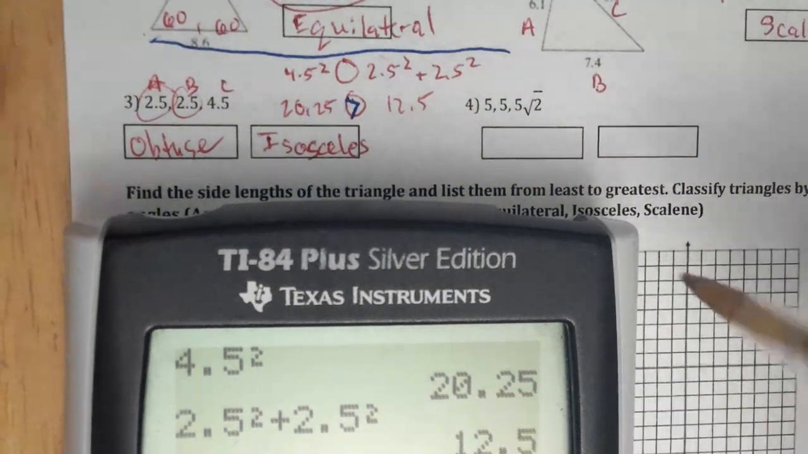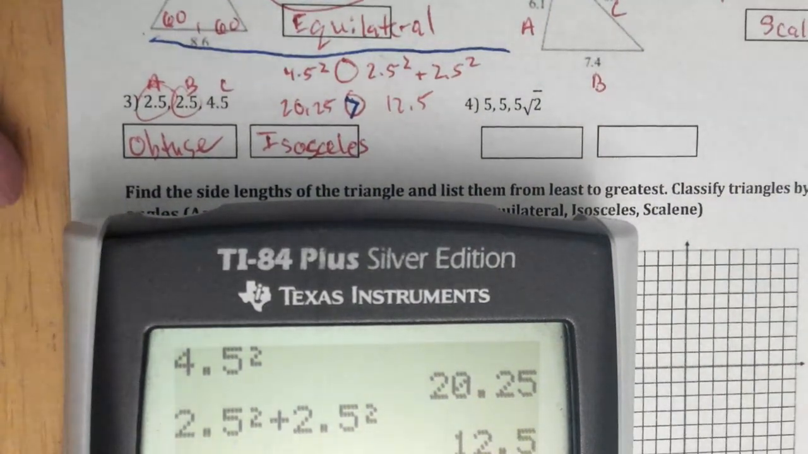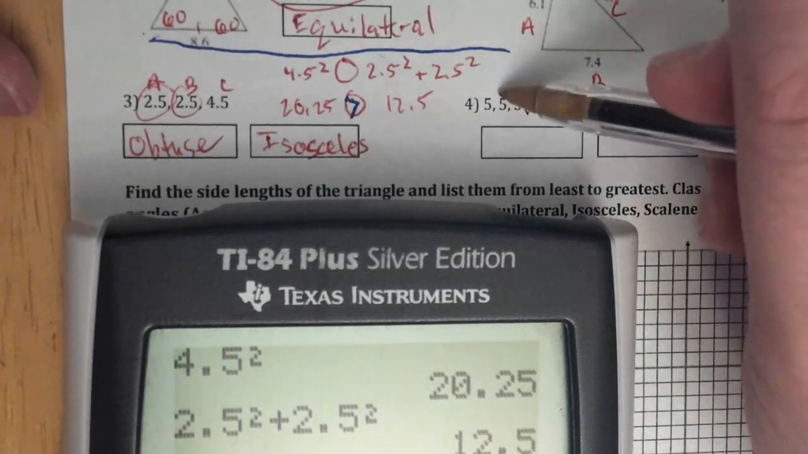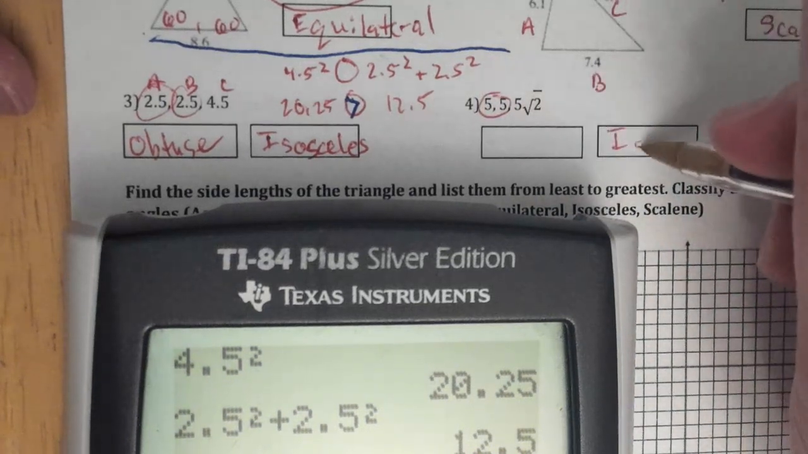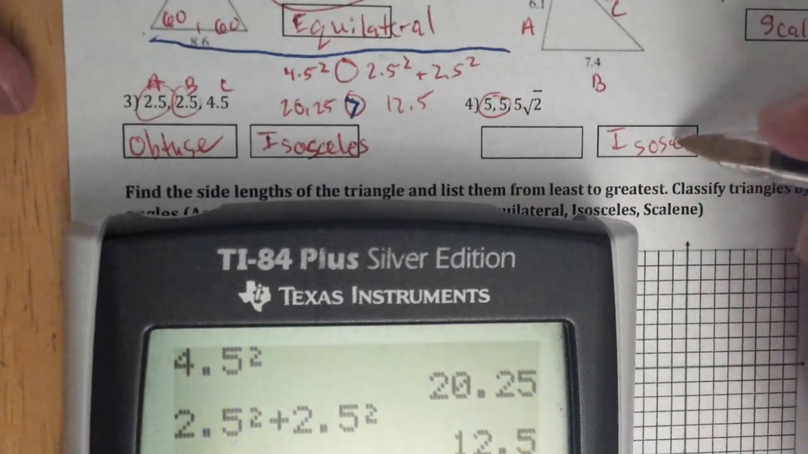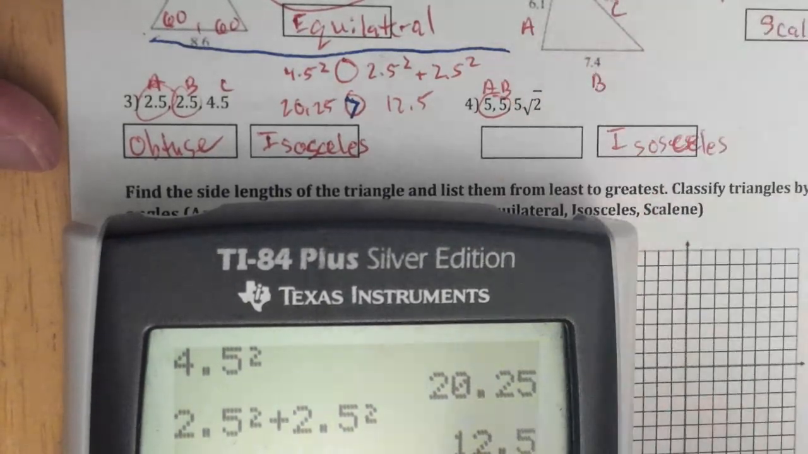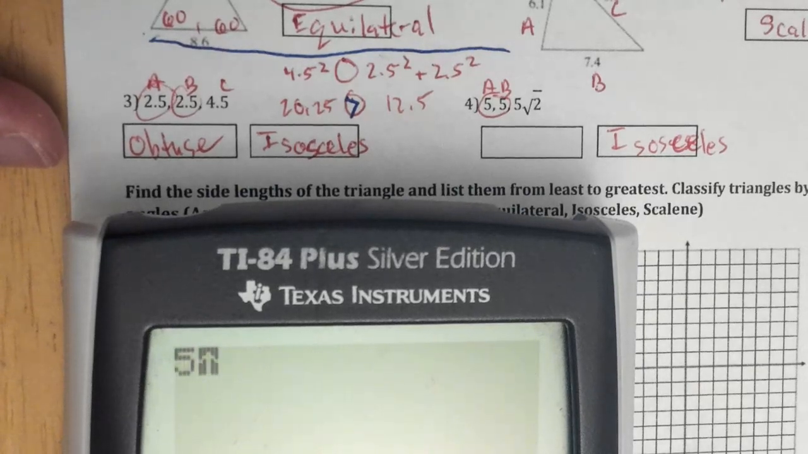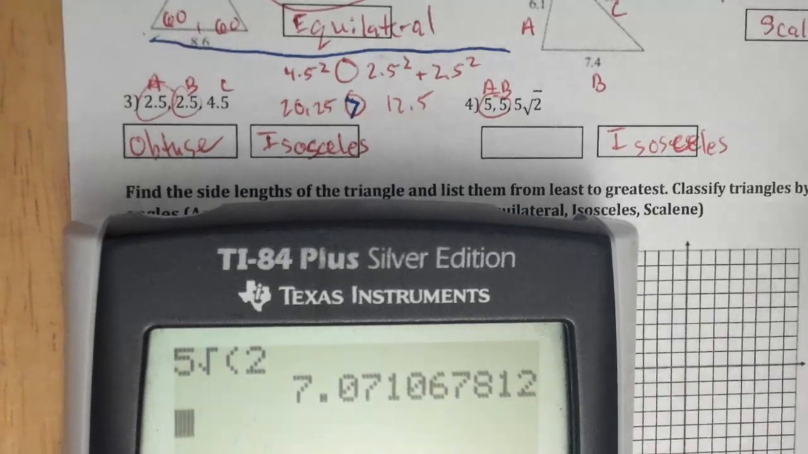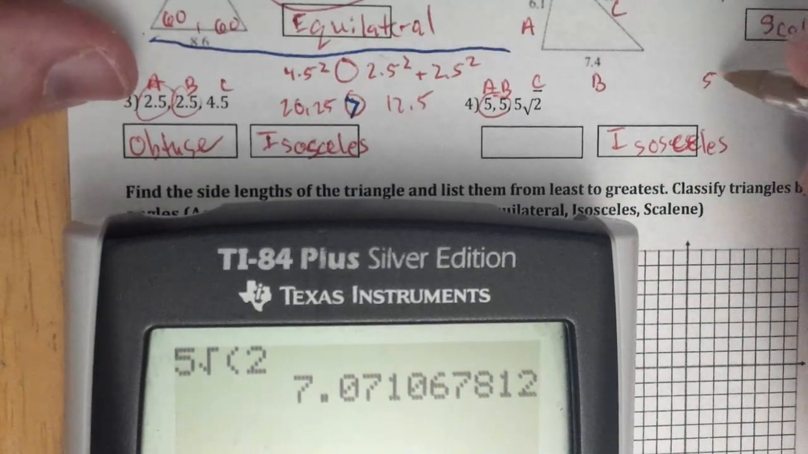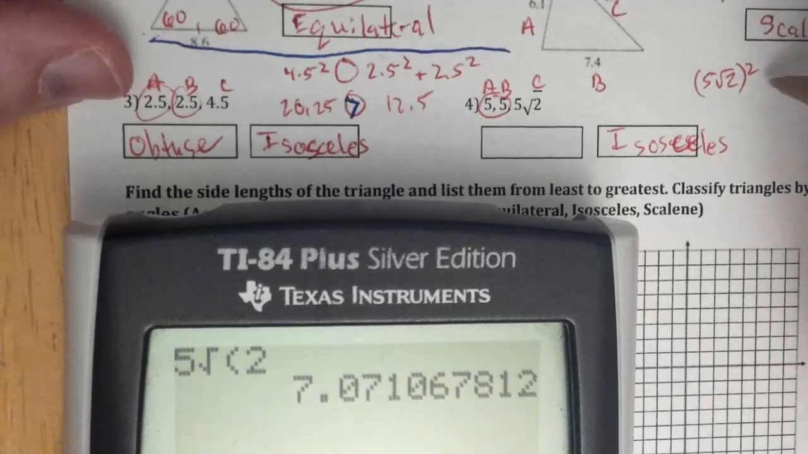All right, sweet. And then this one right here, there are 2 sides that are equal, so this is isosceles again. All right, and then this is A, B, and then 5 radical 2. That's bigger, that's 7 point whatever, so that's C. So how does C squared, so 5 radical 2 squared, compare to 5 squared plus 5 squared?